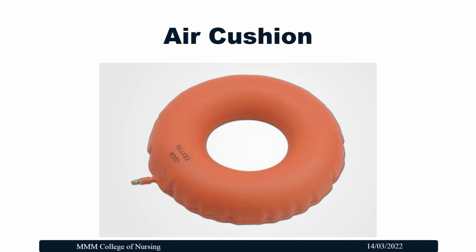Air cushion. They are round in shape and made up of rubber. These can be inflated with air. These are used to take off the weight of the body. Air cushion should not be applied directly in contact with the skin. They should be covered with a linen cover.